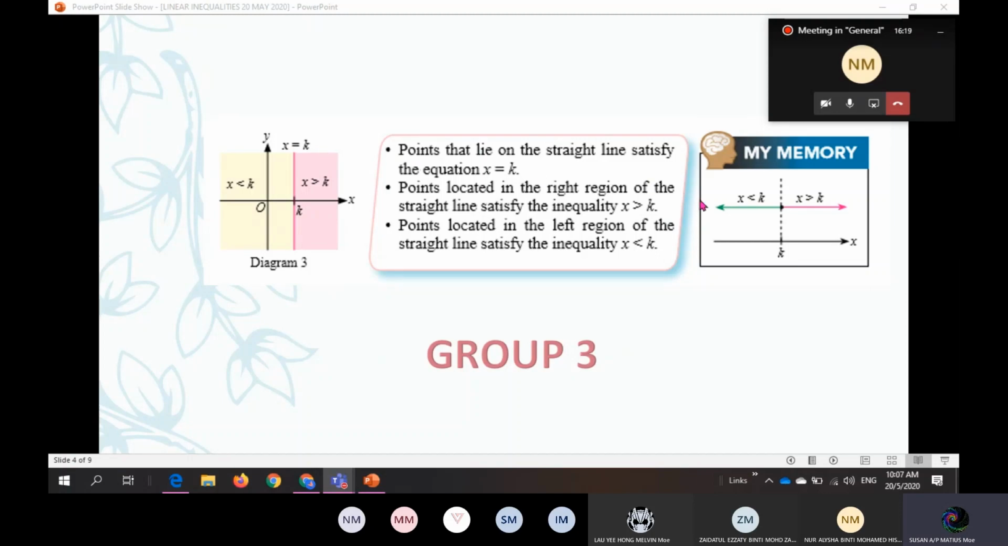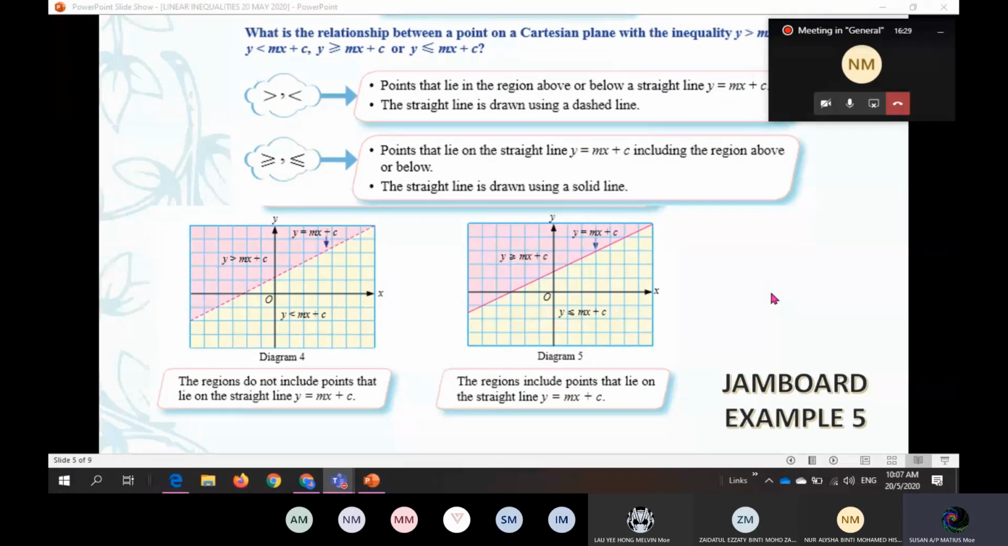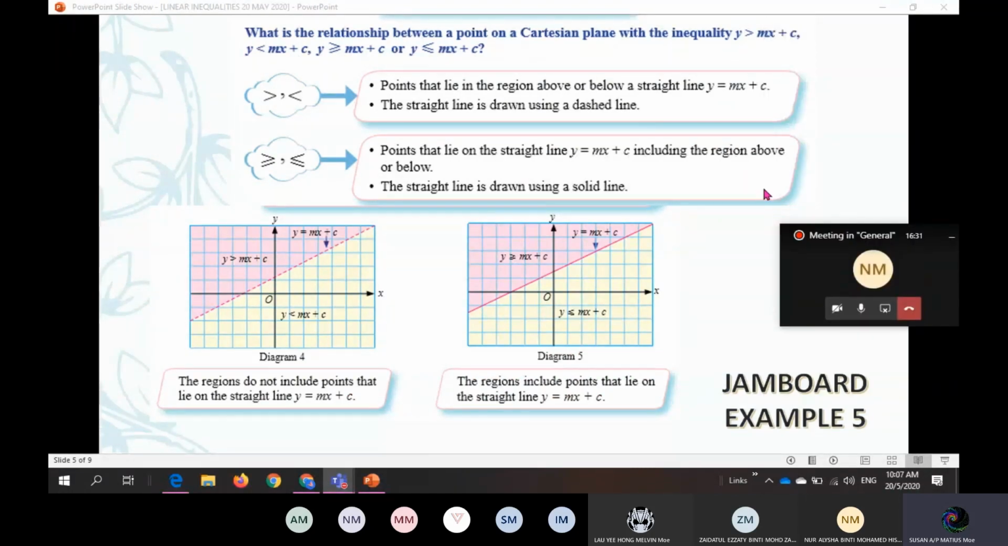Guys, try to understand these three groups. If you understand these three groups, that means you're okay already. This topic is easy already for you. Okay, so let's continue. Now we are going to look at the relationship.